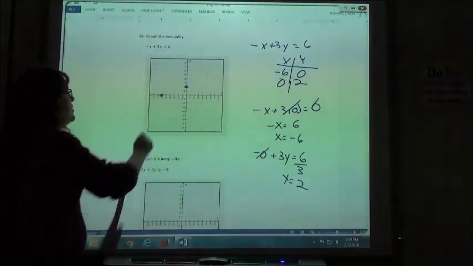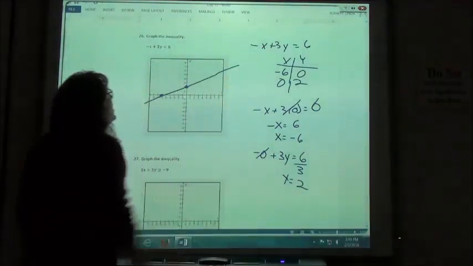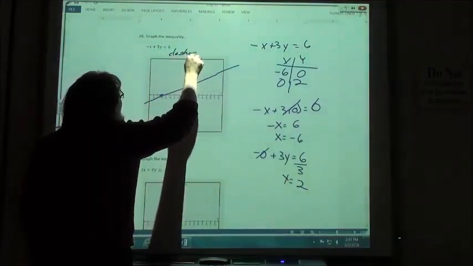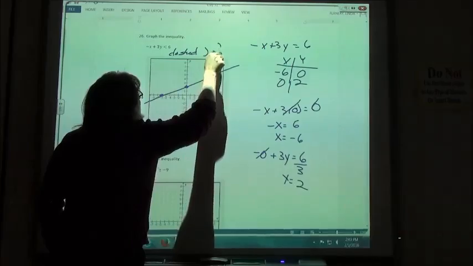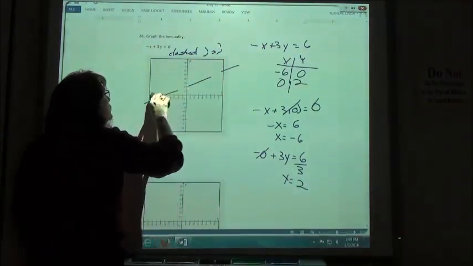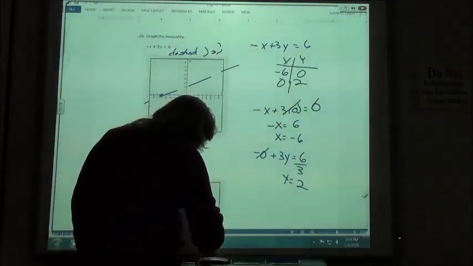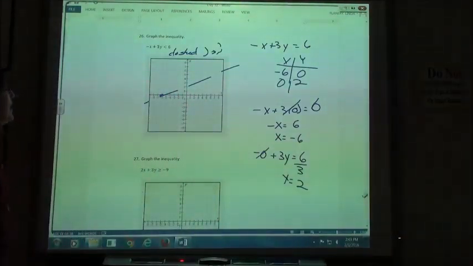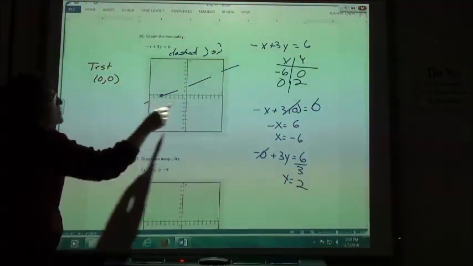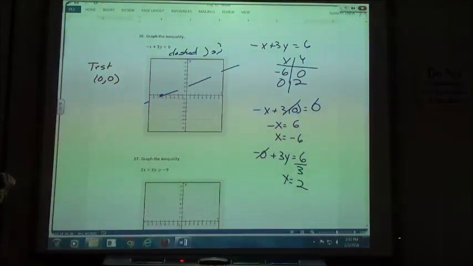I've got my x-intercept and my y-intercept. I can draw my line. However, my line should have been dashed, so I have to change it to a dashed line after I draw it. Then I'm going to check on my shading. Again, I am going to test the point 0, 0 since my line doesn't go right through 0, 0.